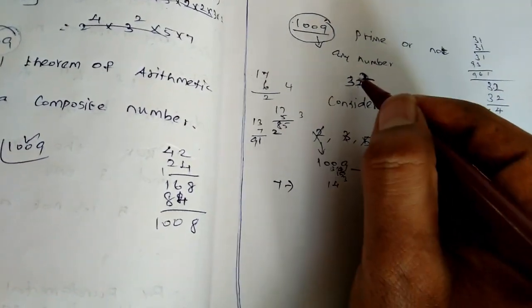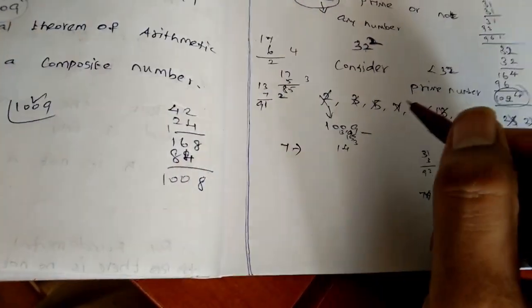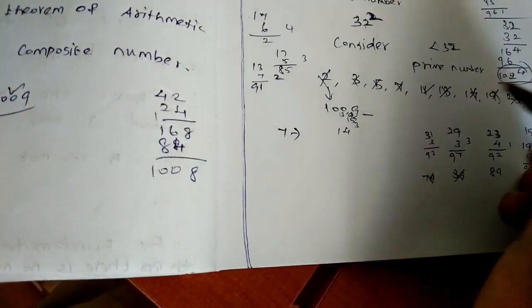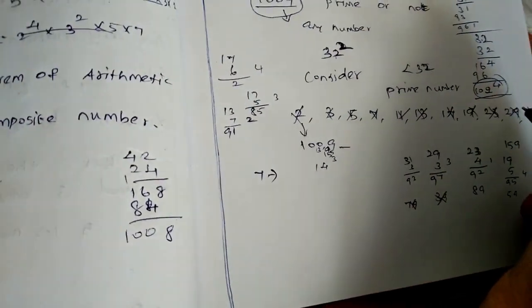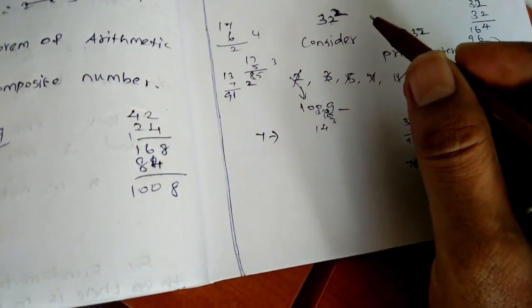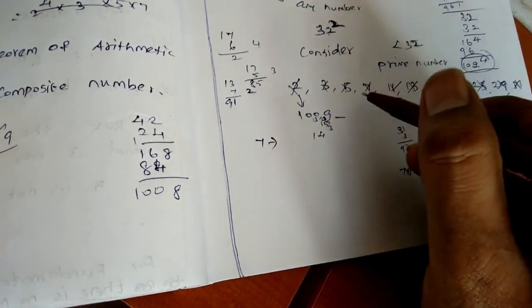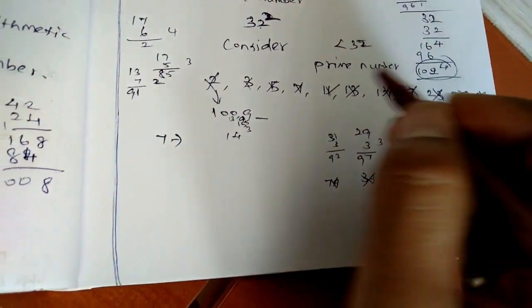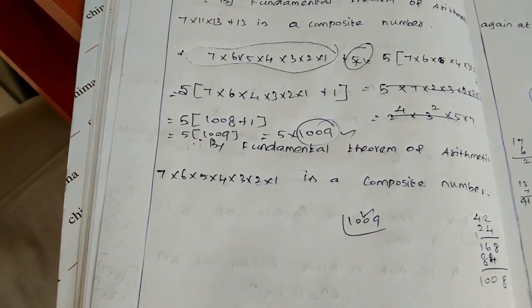Now consider the prime numbers less than 32, that is 2 to 31. Just start to divide. If the given number is divisible by any of them, it is not a prime number, it is a composite number. Suppose it is not divisible by any of them, you can tell it is a prime number. Now 1009 is a prime number. So every number can be expressed as a product of prime factors. Right. Next problem.